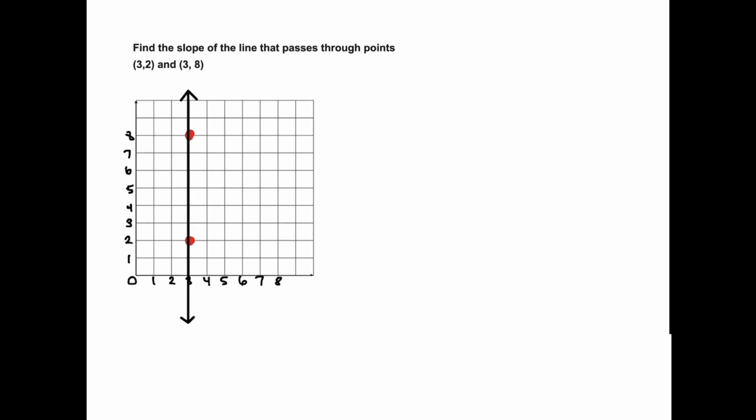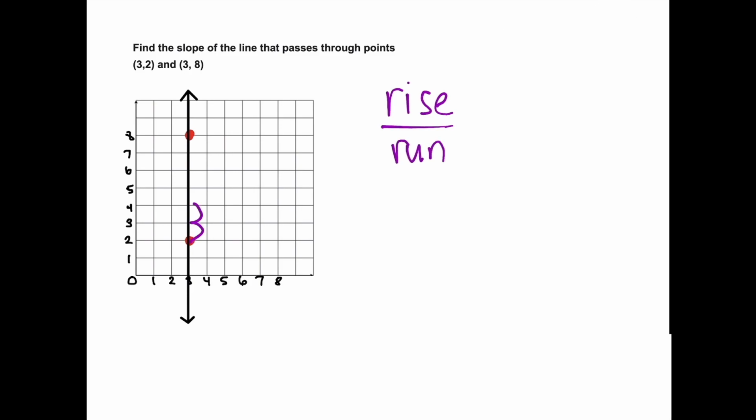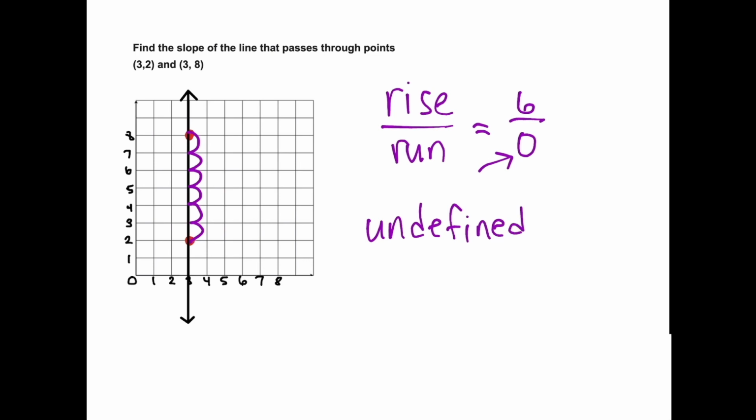This one says to find the slope of the line that passes through the points (3, 2) and (3, 8). Now on the last one, we had a horizontal line. This time we have a vertical line. Using rise over run, we can count how many we're going up. We went up a positive 6. But how many did we have to run? We ran 0. Having a 0 in the denominator is not allowed. So anytime you have a 0 in the denominator, your slope is undefined. So vertical lines get you an undefined slope, and horizontal lines get you a slope of 0.